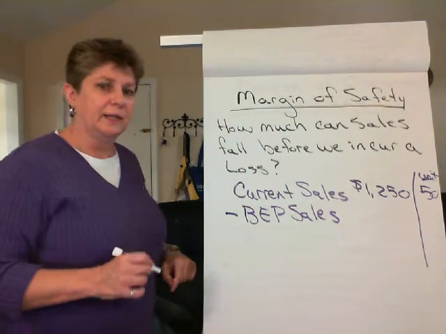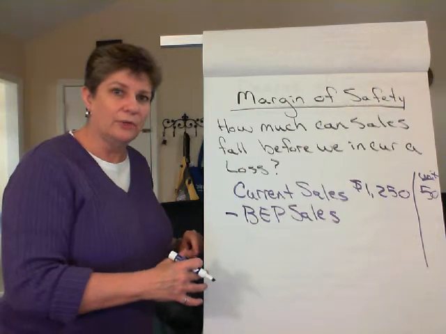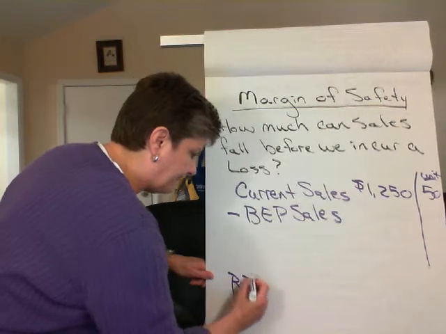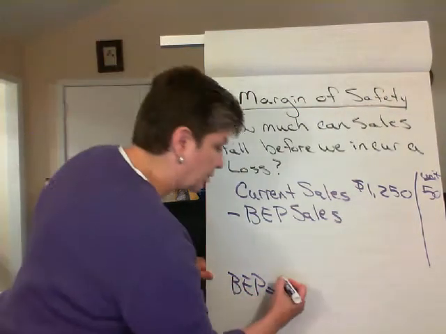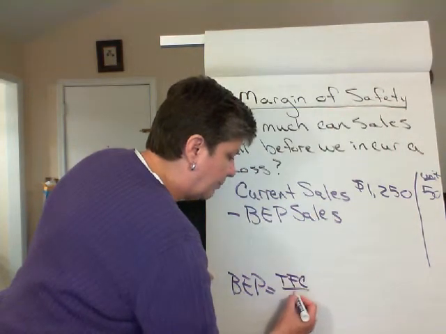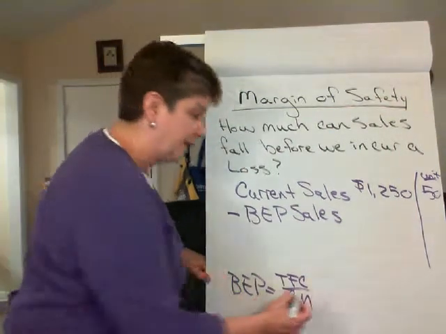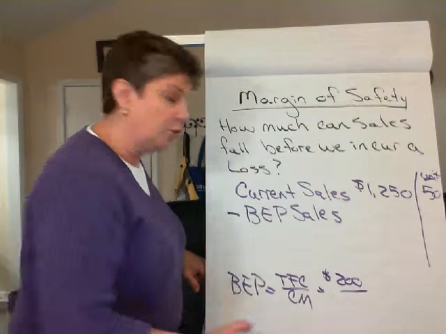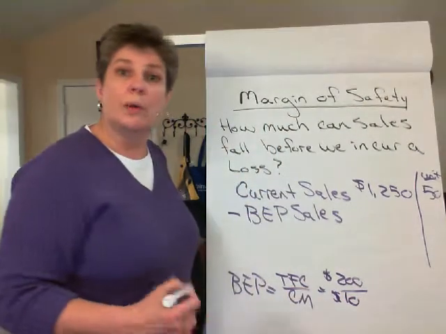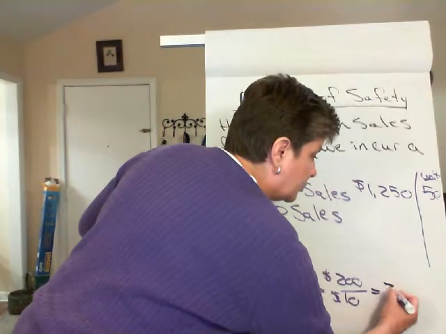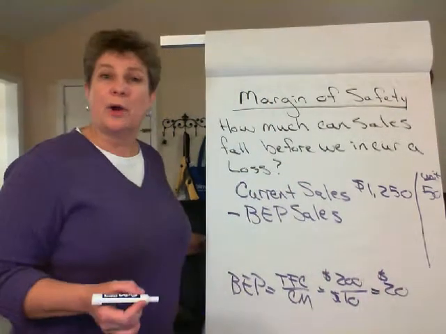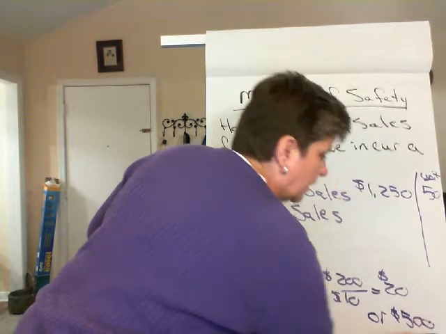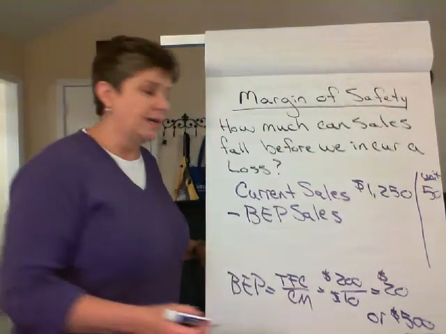Now, for this new set of data, we're going to have to step aside for a second and calculate the break-even point sales. So we'll use our shortcut approach. Break-even point, remember, is equal to total fixed costs divided by contribution margin. In our new example, total fixed costs are $200, and our contribution margin is $10. So our break-even point in units is 20. And at a sales price of $25, that's the equivalent of $500 in sales.